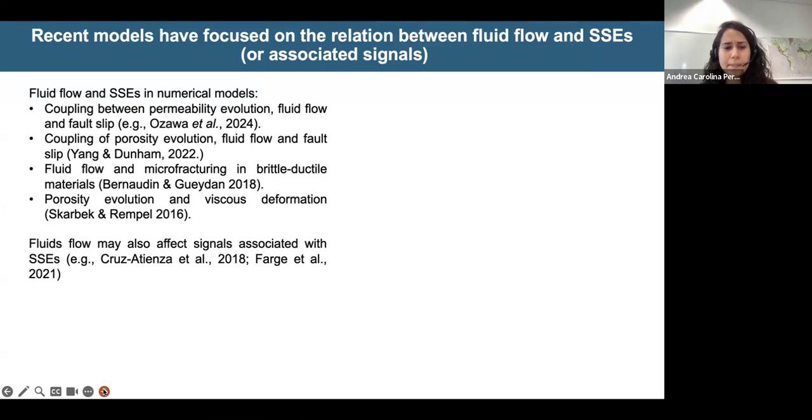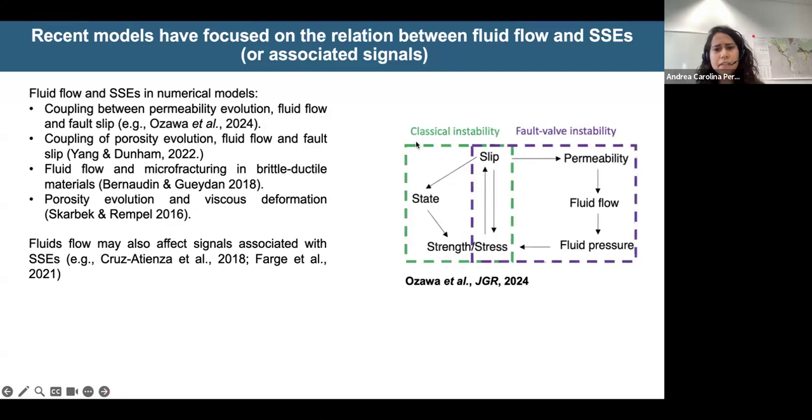Explained by this fault valving model. But I want to focus now on this fault valve instability. So here we see a very interesting diagram that explains first the classical instability, which shows the interplay of different variables: the slip, the state variable, and the strength or stress of the fault. So this interplay would control the slip behavior.